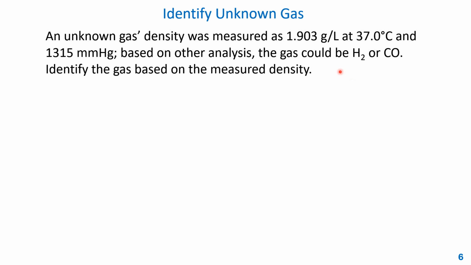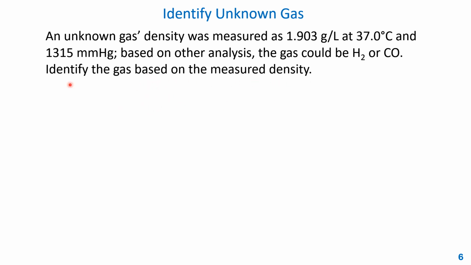Okay, we have another example. This is a question to identify an unknown gas. And this is the question. An unknown gas density was measured as 1.903 grams per liter at 37 degrees Celsius and 1,315 millimeters of mercury. Based on other analysis, the gas could be hydrogen or carbon monoxide. Identify the gas based on the measured density.